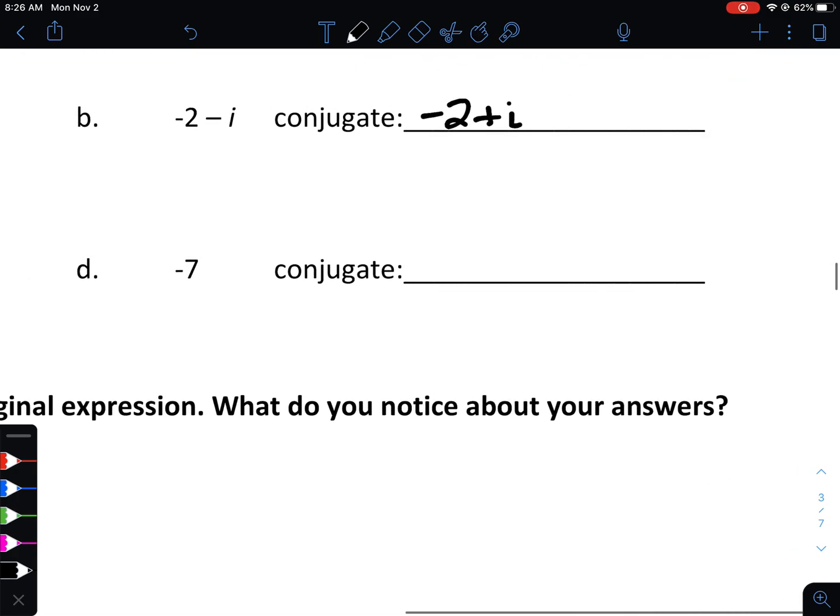All right, finally, for example D, again, a special case where you don't have the imaginary part. So negative 7 plus 0i becomes a conjugate of negative 7 minus 0i. Again, the minus 0i you don't need to write. So it turns out that the conjugate is just that same number, which is negative 7.